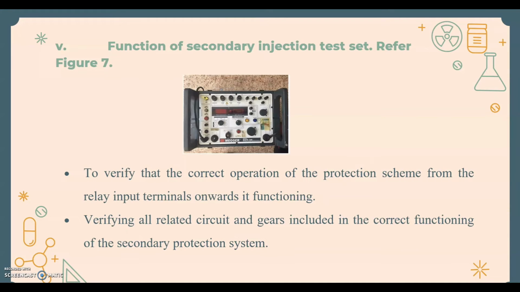Next is the function of the secondary injection test set. This is to verify that the correct operation of the protection scheme from the relay input terminal onwards is functioning. Second is to verify all related circuits and gear included in the correct functioning of the secondary protection system.